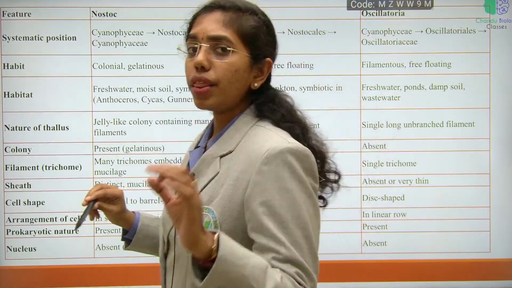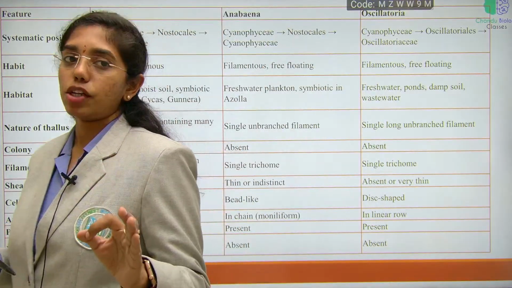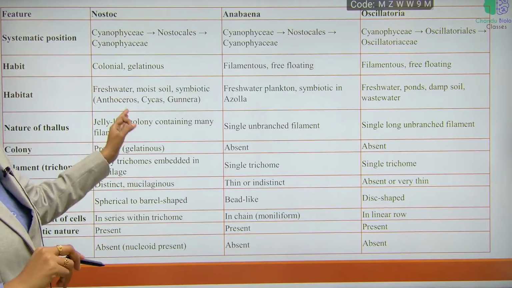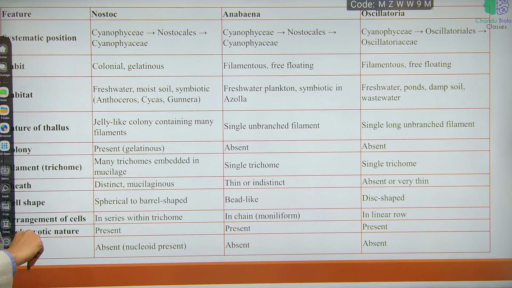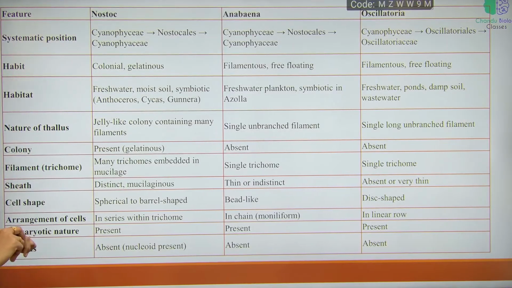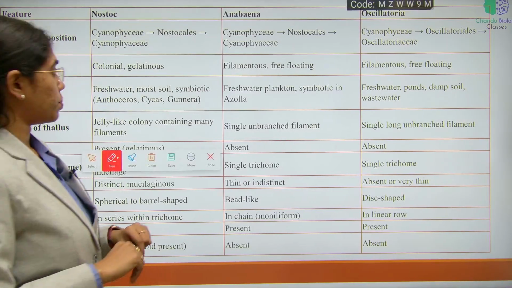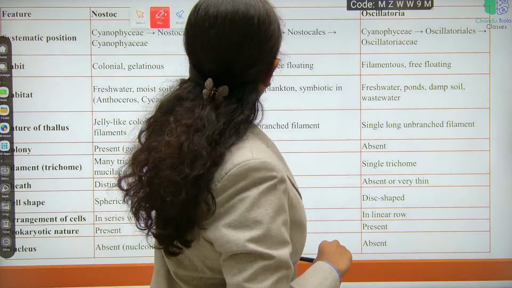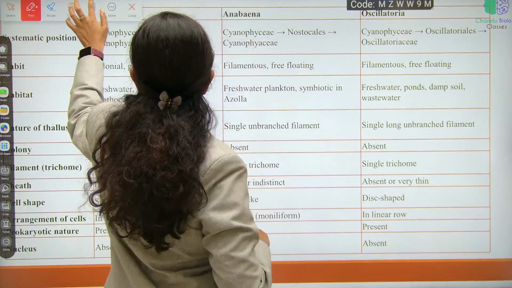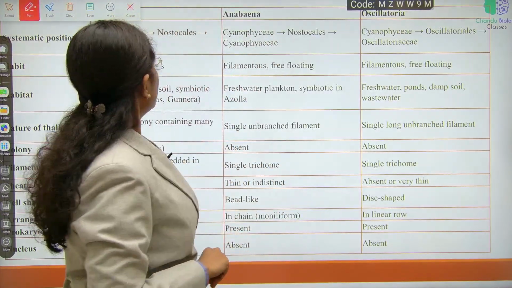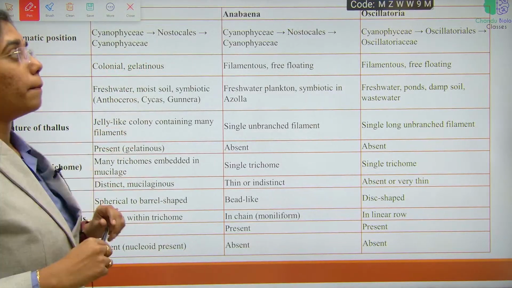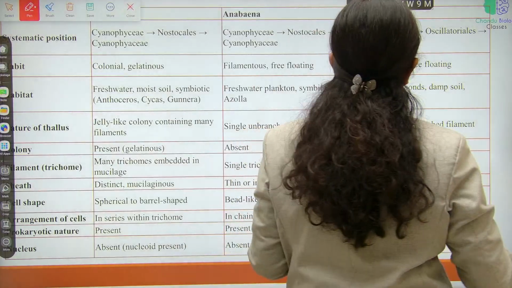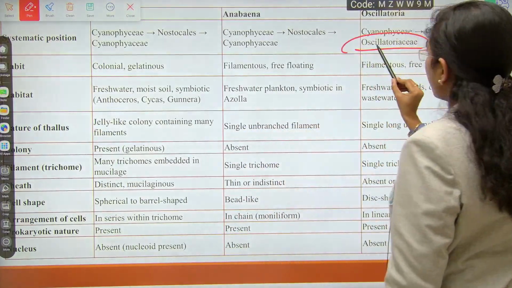Now we learn three type studies in comparison. One is Nostoc, second Anabaena, third Oscillatoria. We will learn it in detail in comparative analysis. So first you look into the systematic position now. Of course, all of them belong to the same class, Cyanophyceae, Nostocales and Cyanophyceae. Here also the same. But Oscillatoriales will be the order for Oscillatoria.